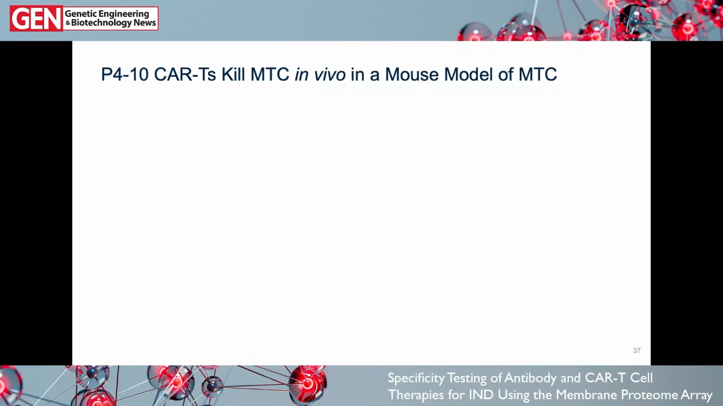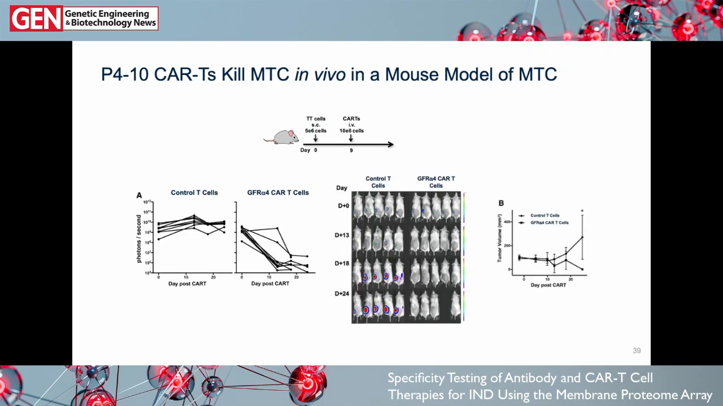We nevertheless continued the work with funding from Carlos's family and were able to show that the CAR T cells worked in vivo in a murine model. Mice were given subcutaneous injections of TT cells and intravenous infusions of 1 million P410 CAR T cells 9 days later. Shown here in the middle 2 panels for each mouse is the elimination of the TT cell tumors by the P410 CAR T cells as measured by bioluminescence and by tumor volume as shown on the right.